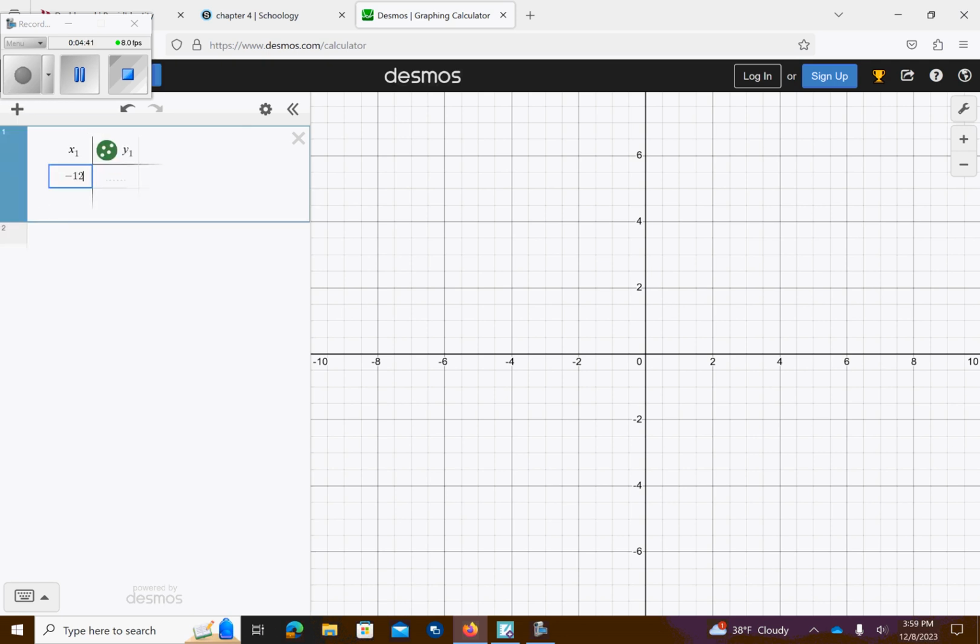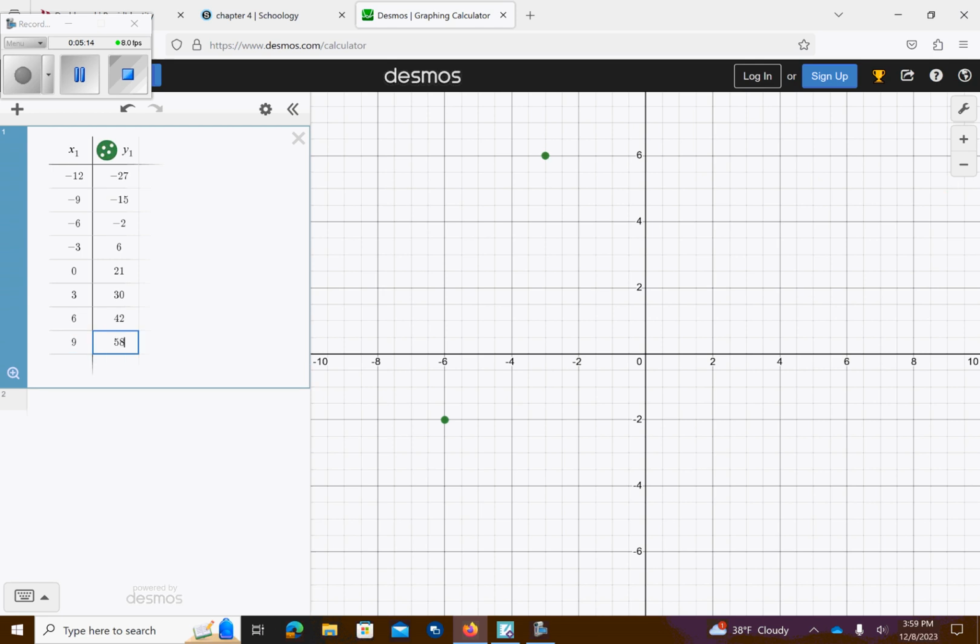So I have -12, and then I have -27, I have -9, and I have -15, I have -6, I have -2, I have -3, I have 6, I have 0, and 21. I have 3 and 30, 6 and 42, 9 and 58, and 12 and 67.